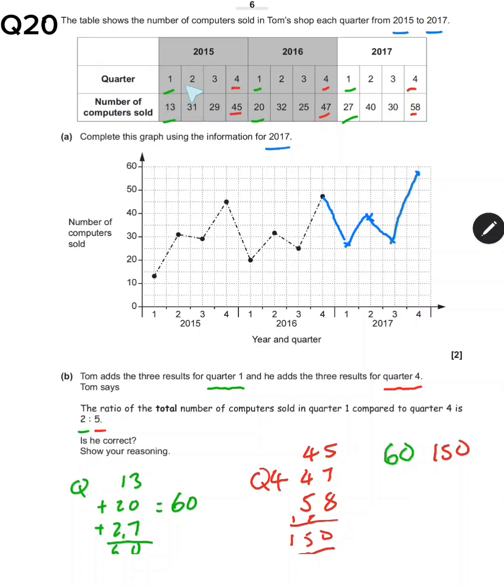So let's start simplifying this. If we look at both sides, they'll definitely both divide by 10. And you get 6 to 15. These are both in the 3 times table, so divide by 3, 2 to 5. Exactly what Tom says. Make sure you say the word yes, he is correct.